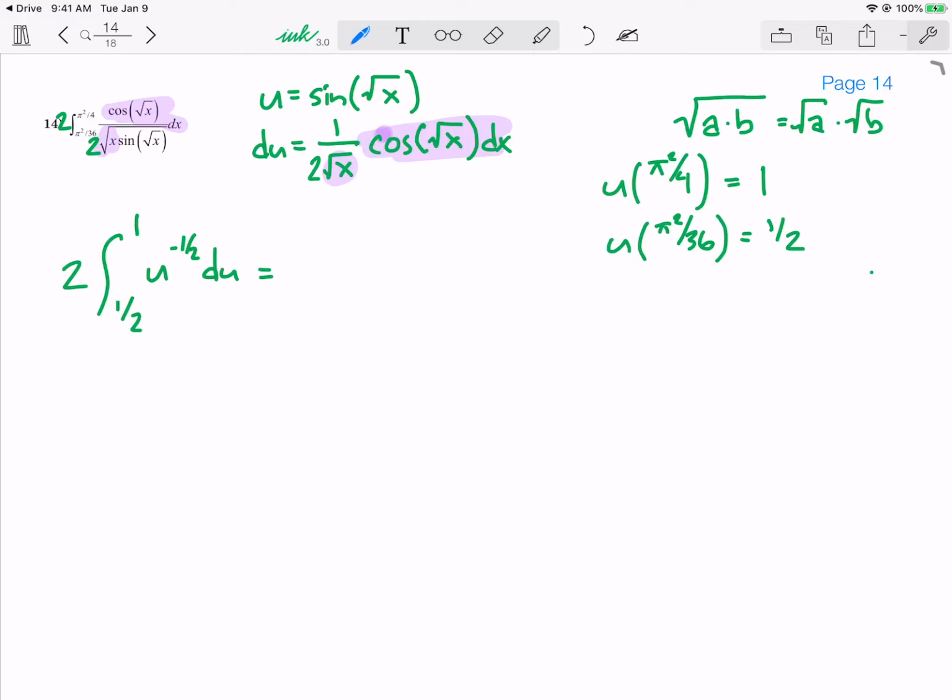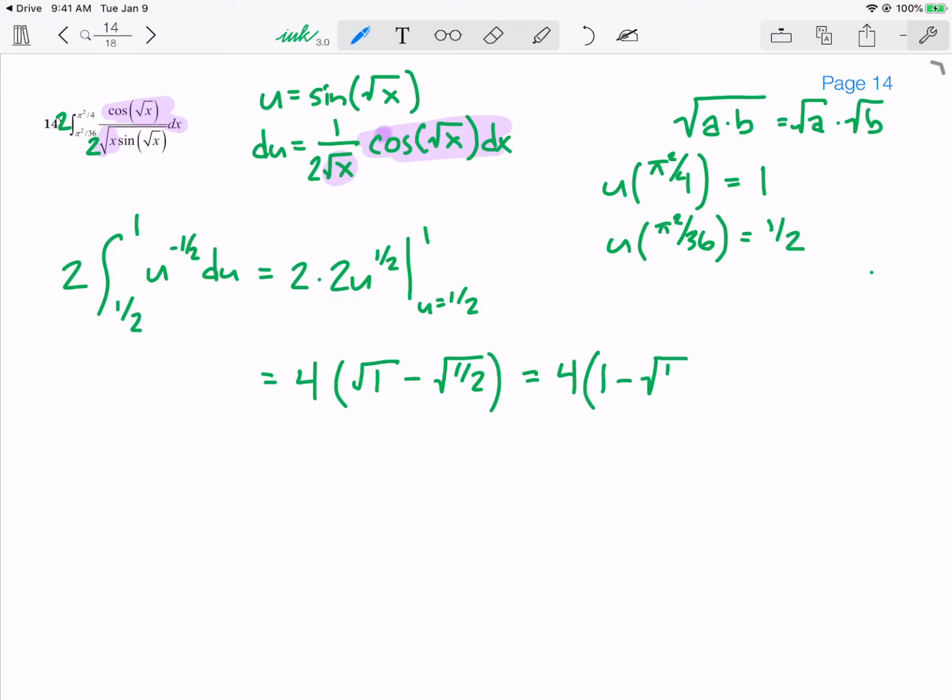Very basic integration. We've seen this before. I get 2 times 2u to the 1/2 evaluated from u equals 1/2 to 1. So I've really got 4 times the square root of 1 minus the square root of 1/2. And if you simplify that, you just get 4 times 1 minus square root of 1/2. Or you might also see this as 4 minus 2 root 2.